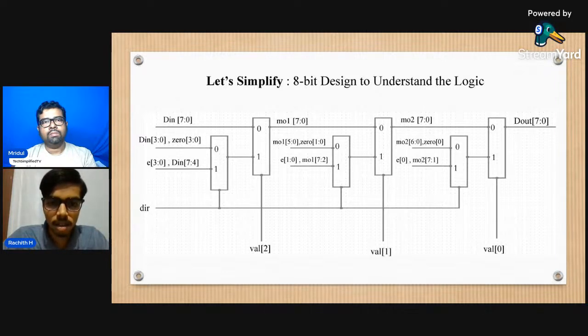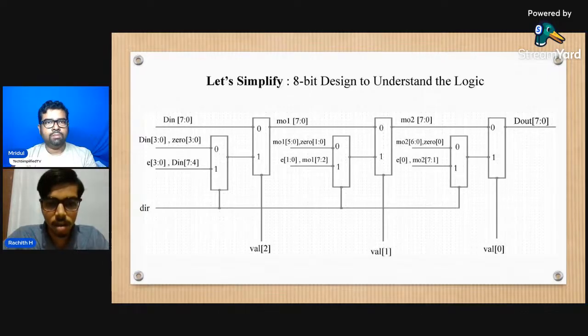So shifting operation is divided into 3 stages. If you consider it from left to right or right to left, you can see multiplexer stages. So if I consider it from right, the first stage shifts by 1 bit controlled by val 0. The second stage shifts by 2 bits controlled by val 1. The third stage shifts by 4 bits controlled by val 2.